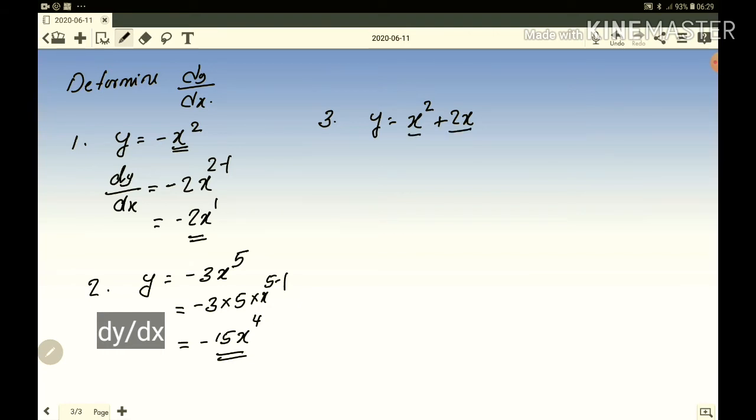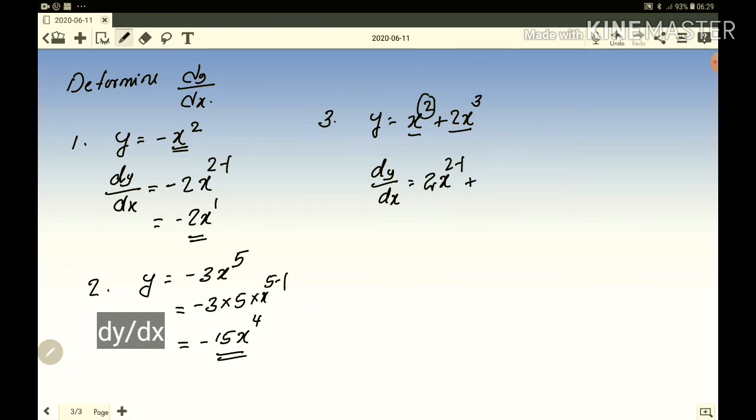Clear? Just go and differentiate that. So y is equal to, so y I am going to differentiate. So y becomes dy by dx. So x square, let me change this question, x cube, okay? X square becomes 2x to the power 2 minus 1, right? Because the power is 2.